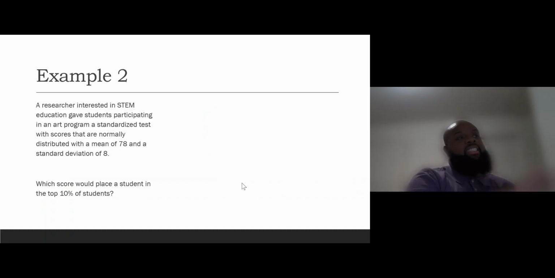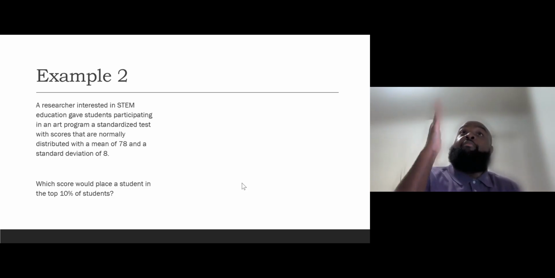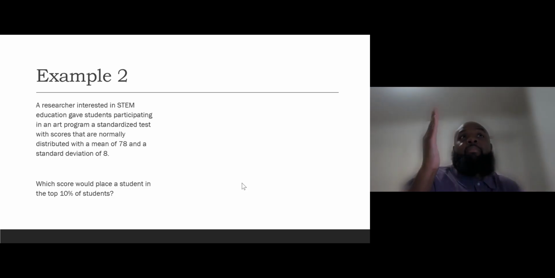All right, we're going to stay with the same normal distribution, but this time I want to know which score would place a student in the top 10% of scorers. The top 10%. Well, I know I have a normal distribution once again. The top 10% would be the area under the curve from some value on the top side, the right side of that graph that constitutes 10%, or a proportion that's equal to 0.10.